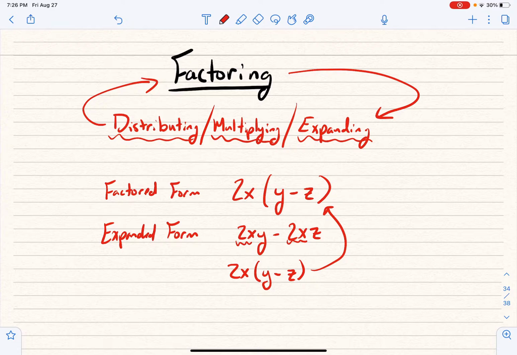So all of the problems from the last section gave us the factored form, and our job was to distribute or multiply and give the expanded form, which was right here. Now, what we're going to talk about is being given the expanded form, something that has been distributed or multiplied out, and we've got to factor it. Okay, so let's do an example.